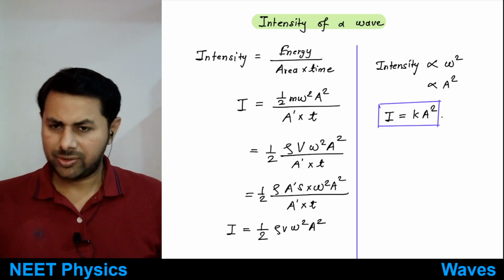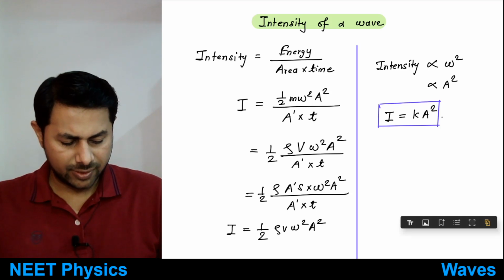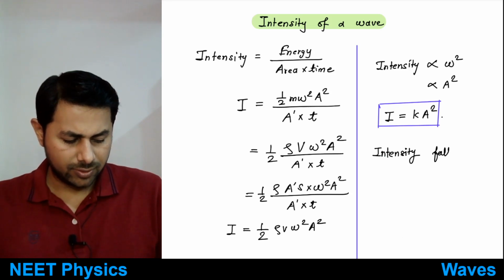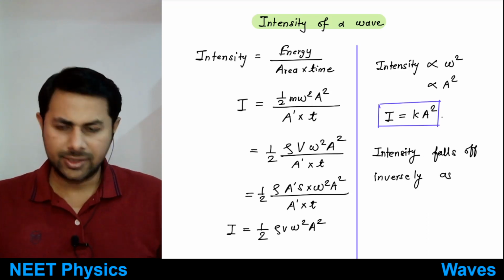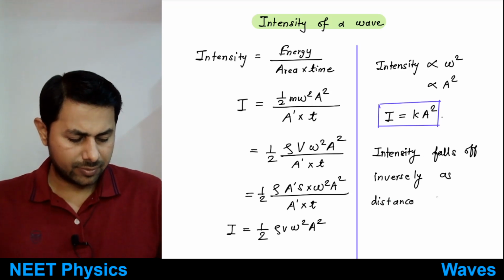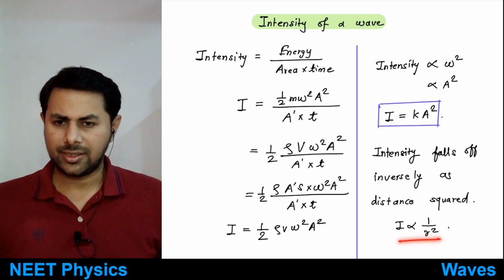Okay, and then there is one more thing, that intensity of wave falls off inversely as distance square. Okay, so I is inversely proportional to r square, right? This thing is clear, everyone?